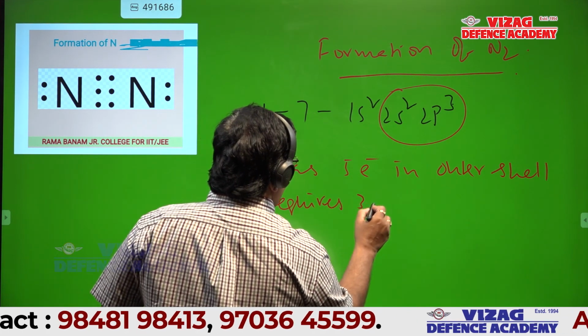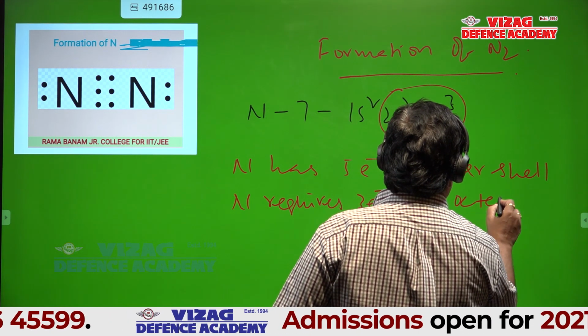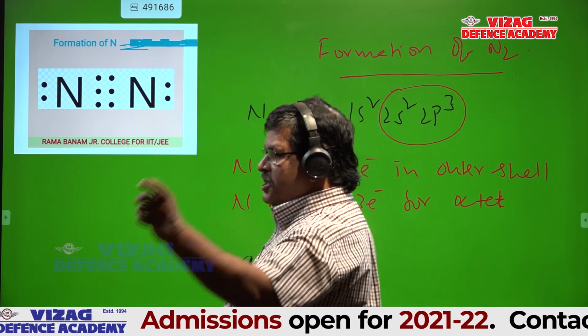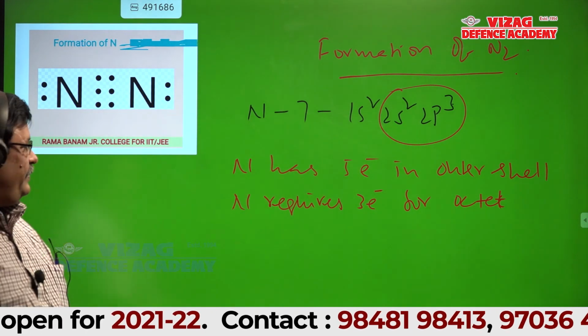Nitrogen requires 3 electrons for octet. Then each nitrogen should contribute 3 electrons. Is it okay, students? Yes, sir.